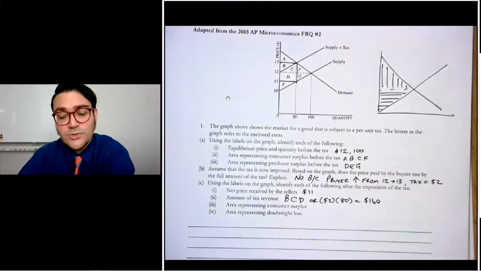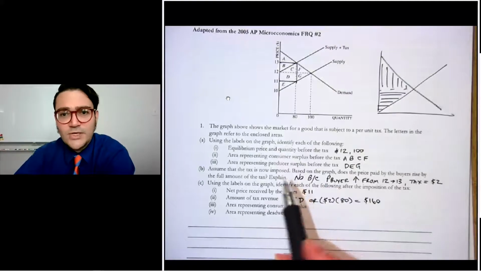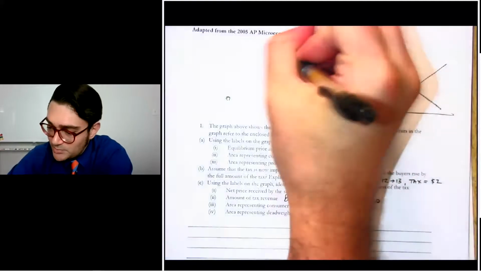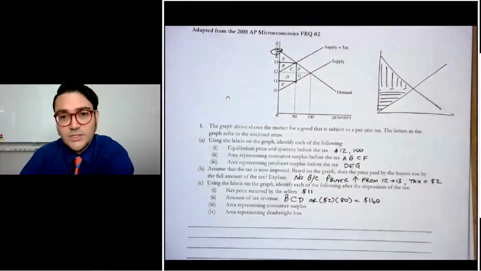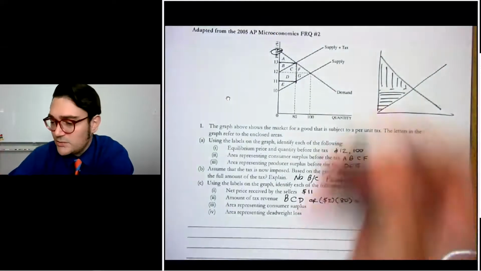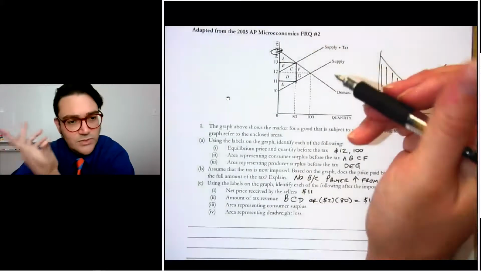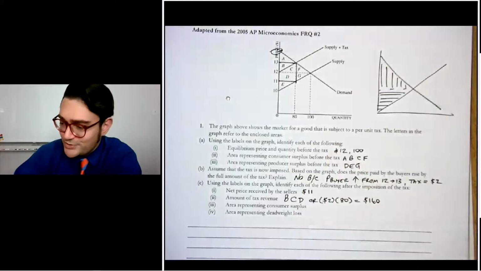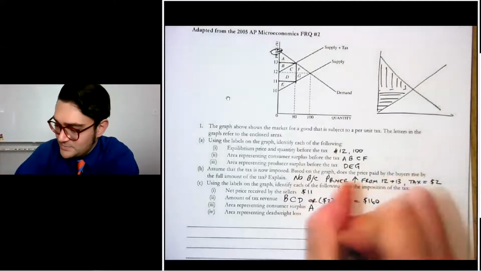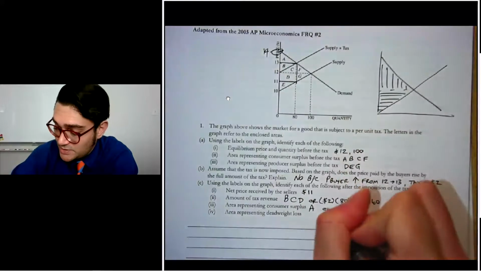Area representing consumer surplus. Again, in this one, we aren't going to be able to calculate it because we would need this number up here to do that. And we could, if we said that that's 14, we could say, well, 14 minus 13 is the height of the triangle, so that's 1 times 80 divided by 2 is $40. Or you could just say A. So assuming that if this is 14, then you could also just say $40.